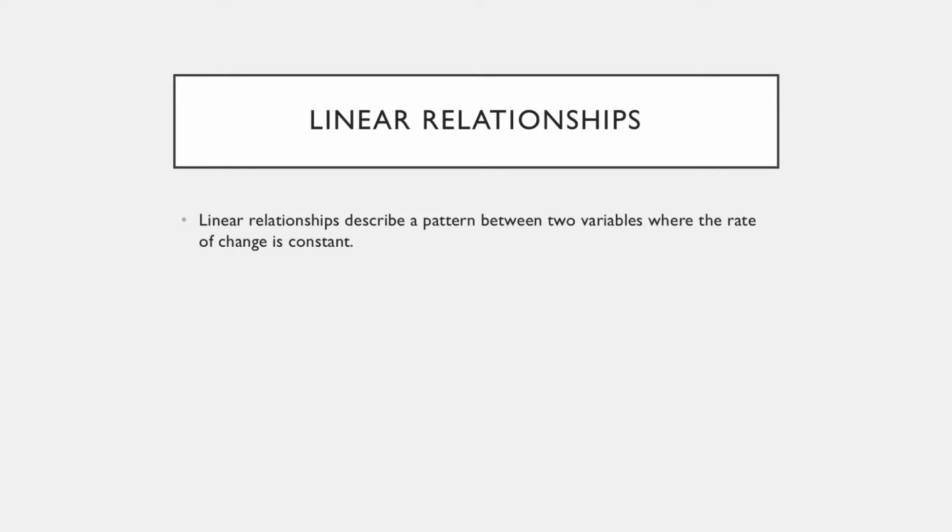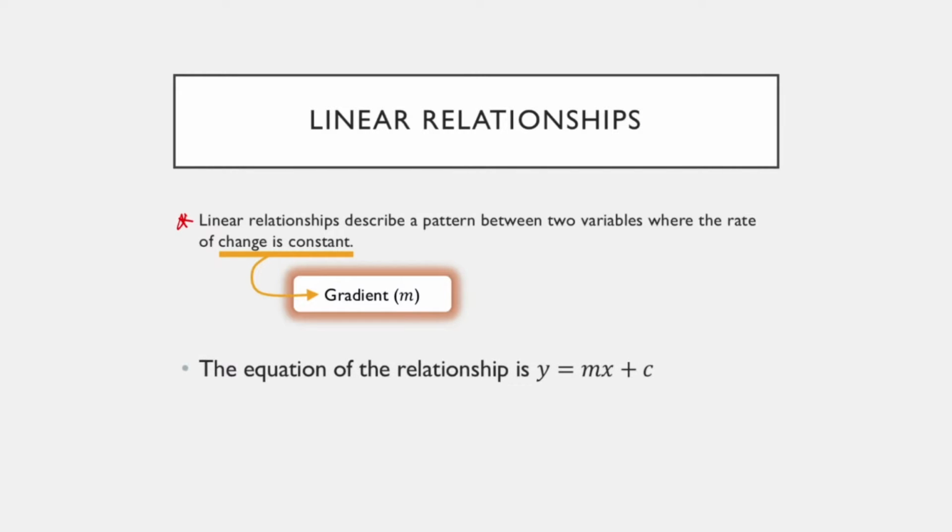So we're going back to the earlier statement, and we're going to focus on the rate of change. Now the change is constant, which is the gradient. When I say the change is constant, it keeps going up by 60, or it keeps going up by 2. And the equation of the relationship is y equals mx plus c.